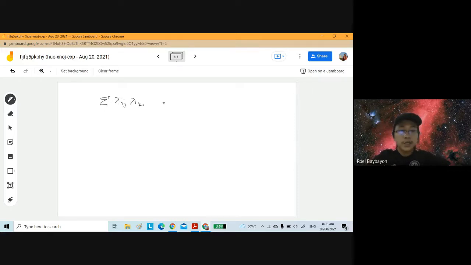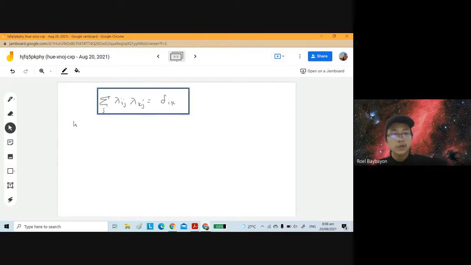Okay? And based on this definition, lambda ij lambda kj is equal to delta ik. So when we expand this one, we know the direction cosines lambda 1 1, 1 2, 1 3 and so on, in 2 dimensions. Let's prove that this equation is correct.